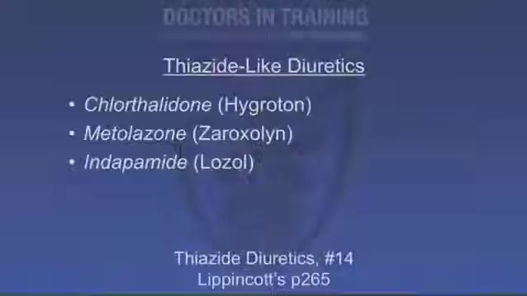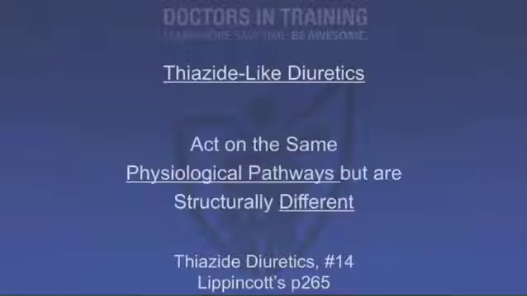You're also going to hear about several other diuretics. Depending on which books you read, some of them are going to call these thiazide diuretics. I tend to refer to them as thiazide-like diuretics. They're chlorthalidone, metolazone, and indapamide. The reason that they're thiazide-like diuretics is because they act in similar fashions and along the same physiologic pathways, but they tend to be structurally different.